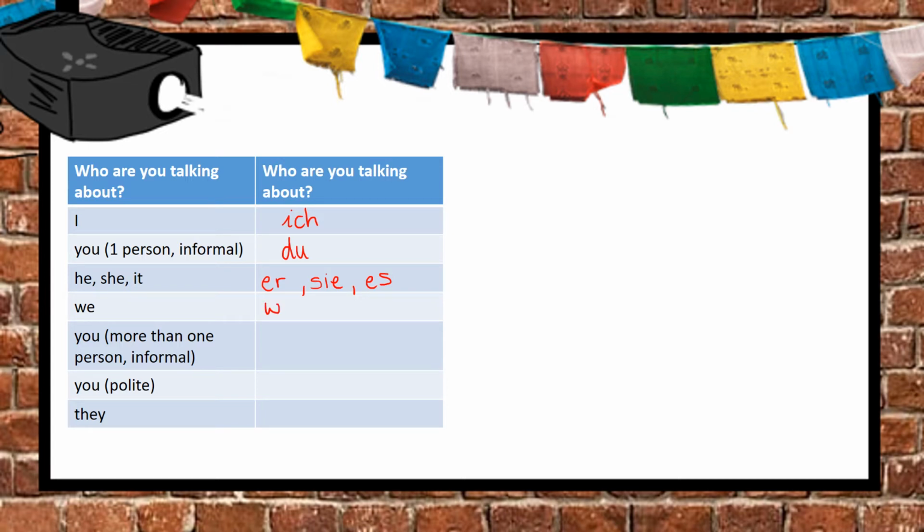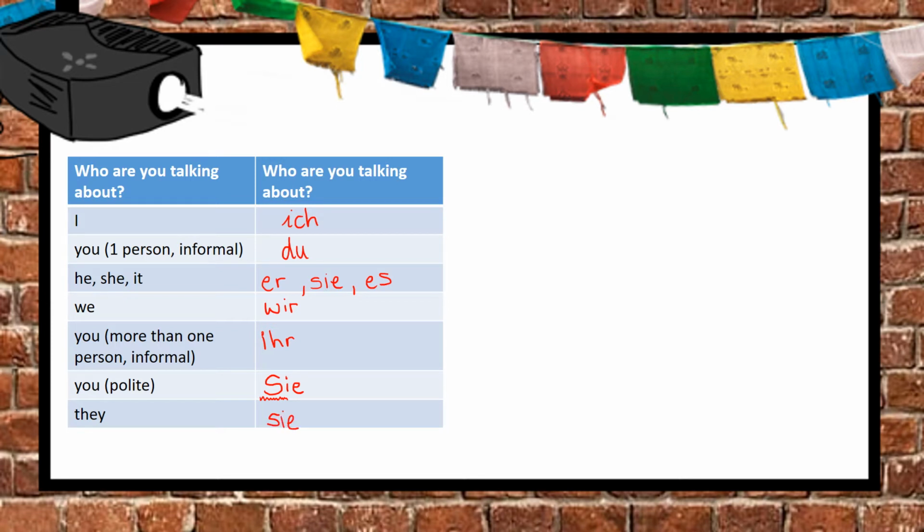So we is wir, and then if you want to talk to a group of friends, you would use ihr. If you want to be polite, so imagine you're talking maybe to me in the classroom or maybe to the head teacher, you would say Sie. And it's easy to remember which one this is because it's got a nice big capital letter, because you're making a nice big effort to be polite. And then sie again for they.